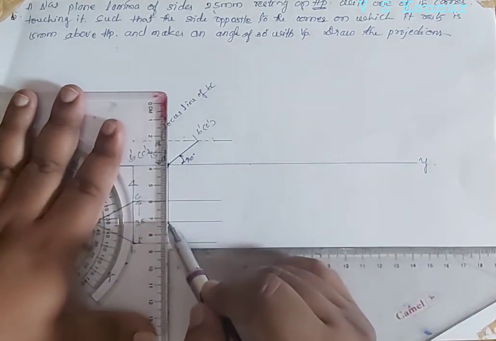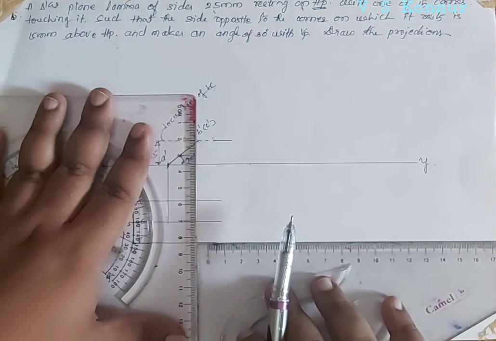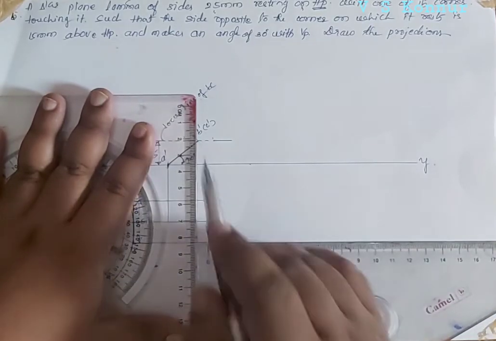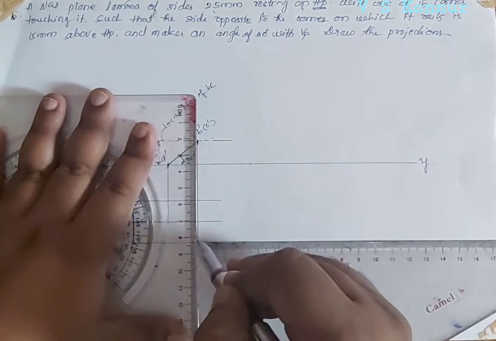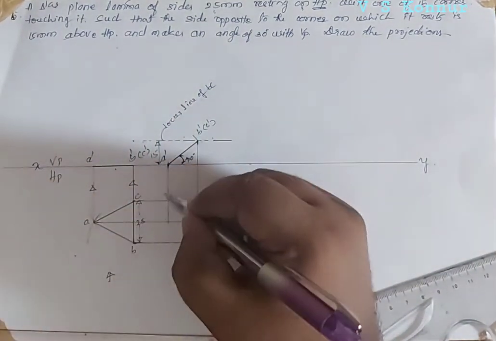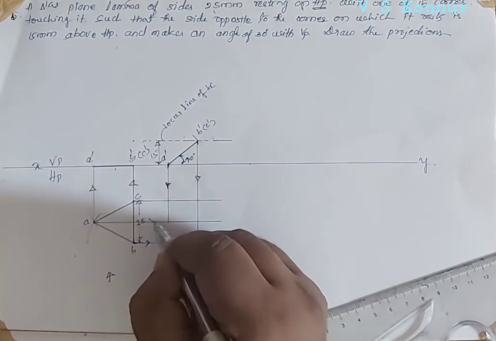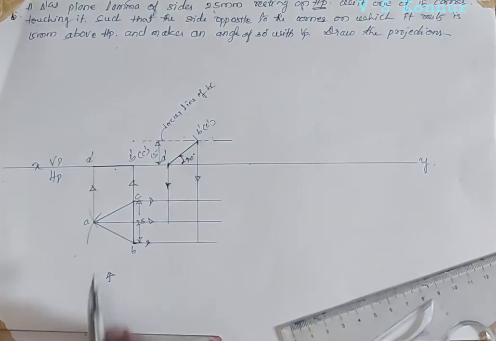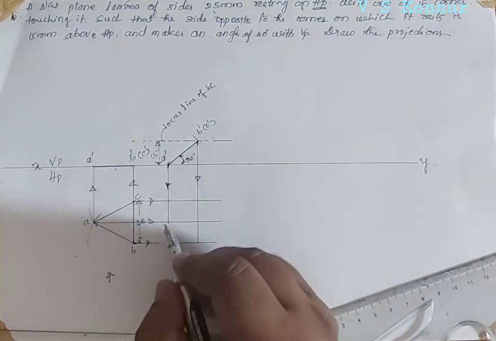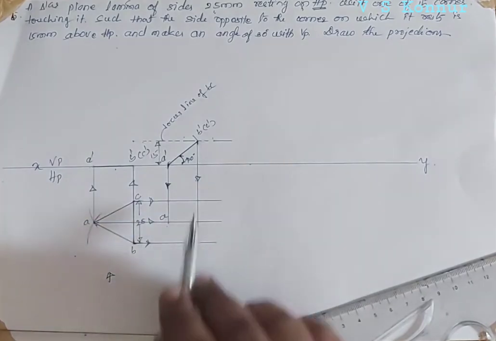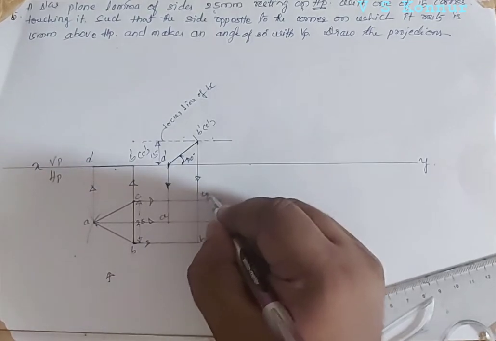Till A you have to draw from A, and then from BC you have to draw the projector. Now give the arrow marks for both VP and HP. Now A is joining with A point from the A dash top view, front view, so it is A. Now B will be joining, this is B. C is joining, this is called as C.